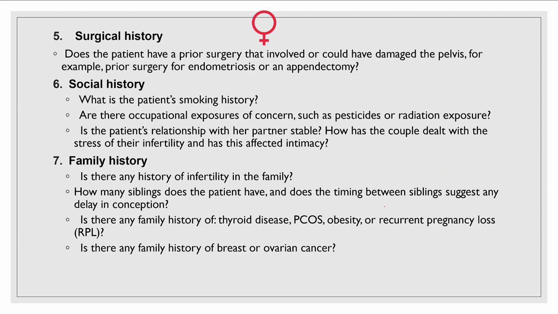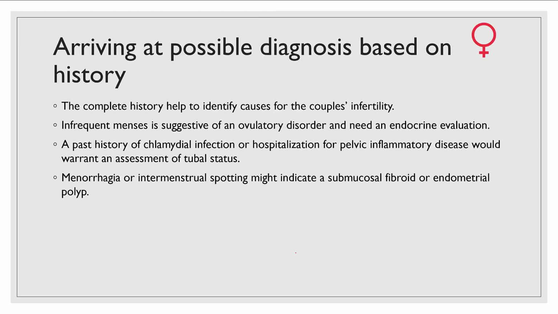Previous pelvic surgeries, their background, family history, polycystic ovarian disease, thyroid diseases, obesity, or family history of congenital abnormalities or recurrent pregnancy losses are very important and have an impact on the patient's fertility, as well as family history of cancers. So based on the history, it will tell us something about their fertility potential.